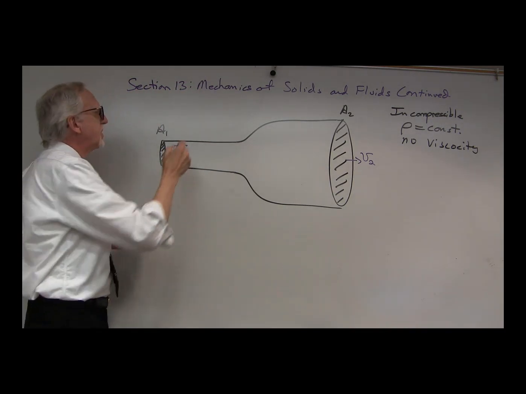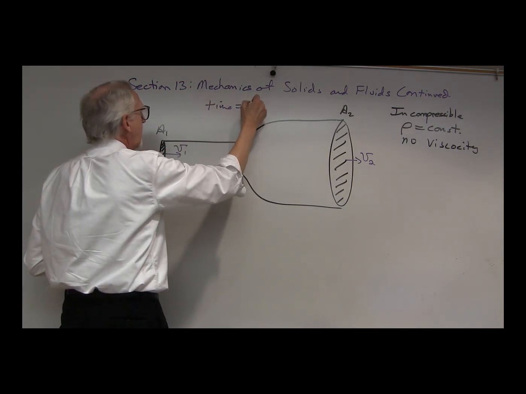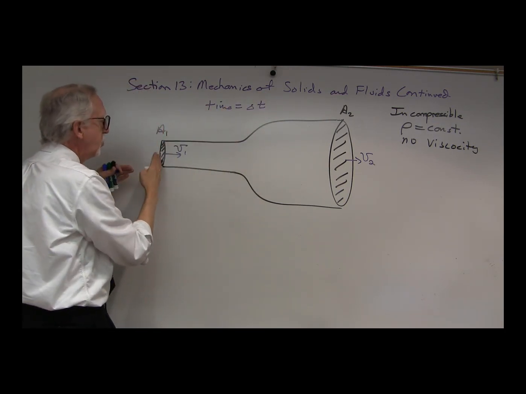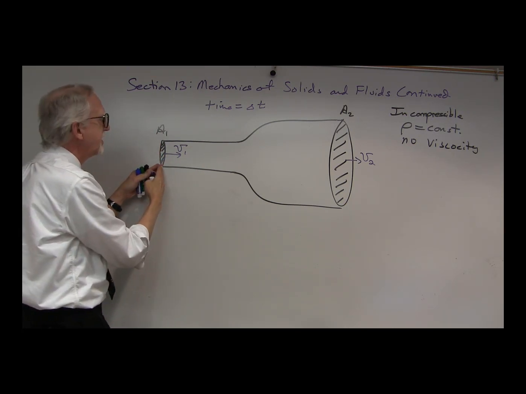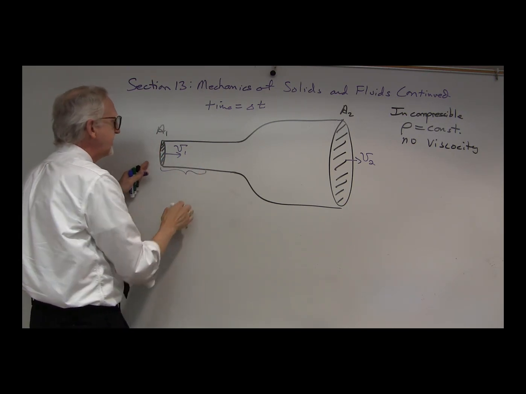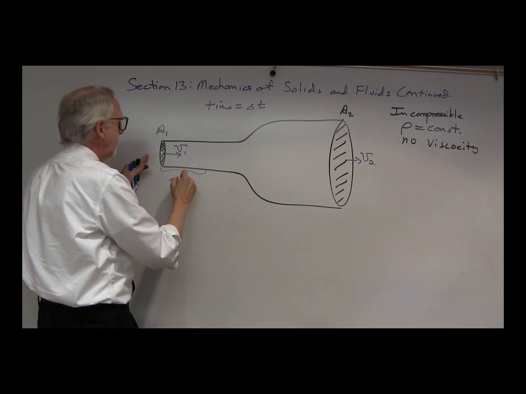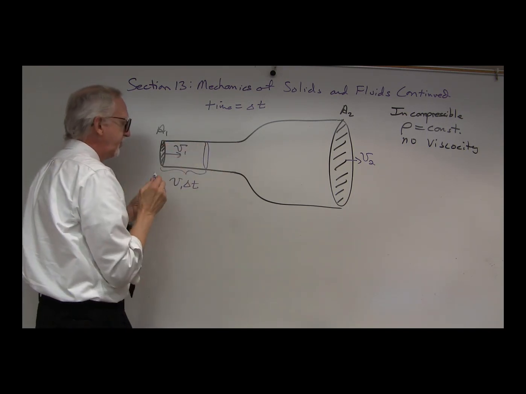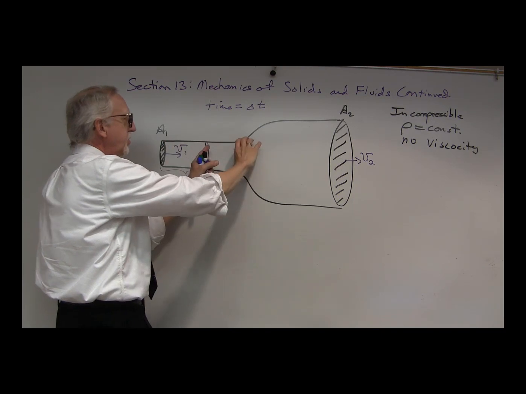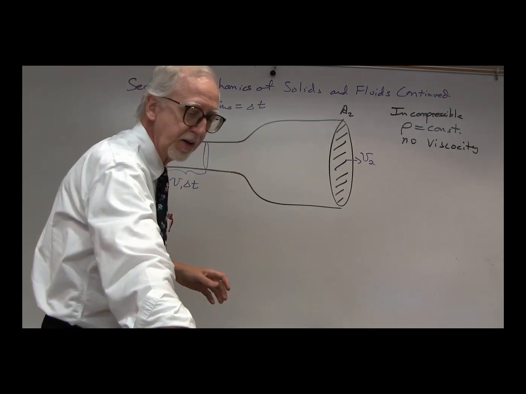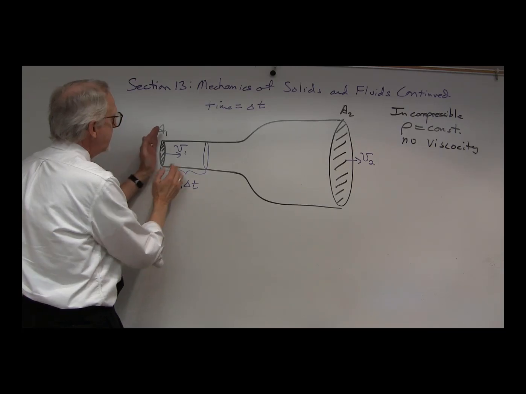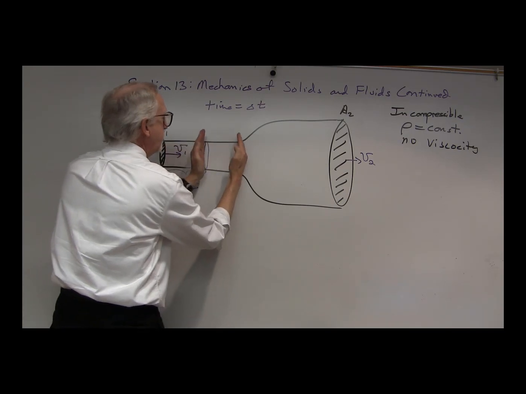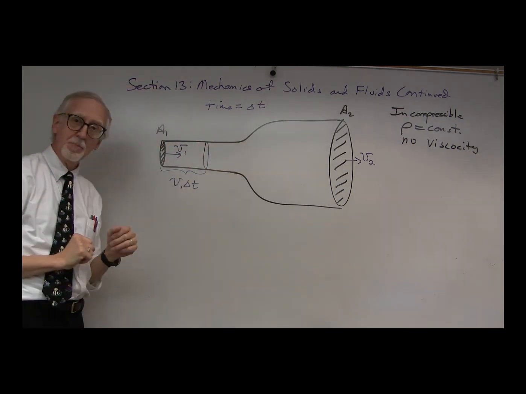Now let's imagine some time interval. We'll call it delta t. This fluid over here, whatever is just entering the tube in a time delta t, will move a distance of v1 times delta t. So v1 delta t. That's the volume of the fluid that will have moved that distance. So imagine what's going on here. In a time delta t, this fluid over here has moved over here. So all of this fluid, whatever is in here, has then moved over this distance.